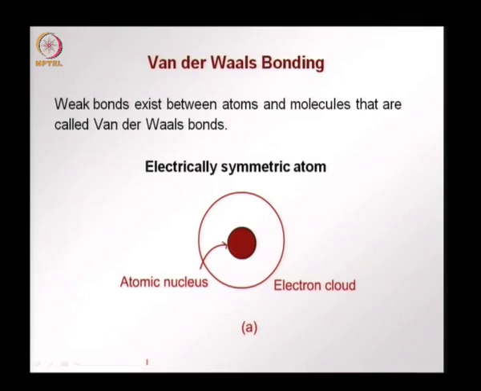Now, in van der Waals bonds, we have a weak bond between the atoms and molecules. We have to look at the electrical configuration of the atom to understand how the van der Waals bond forms. Over a period of time, we find that the atom is electrically symmetric, that is, the center of the positive charge and the center of the negative charge coincide, the positive charge coming from the protons and the electron cloud giving the negative charge.